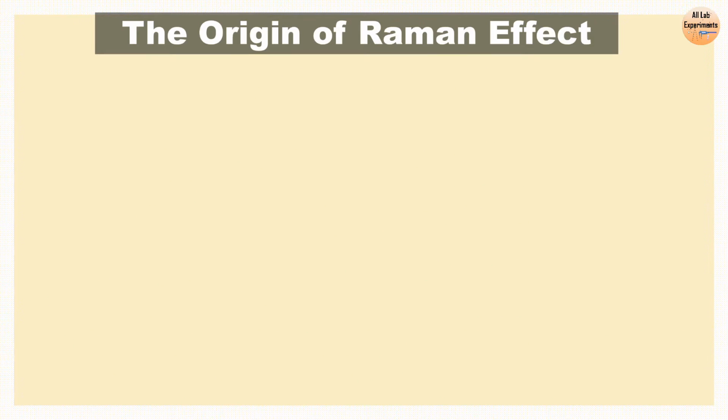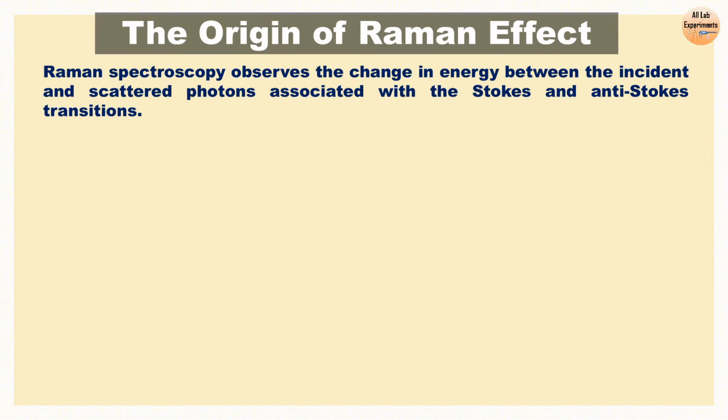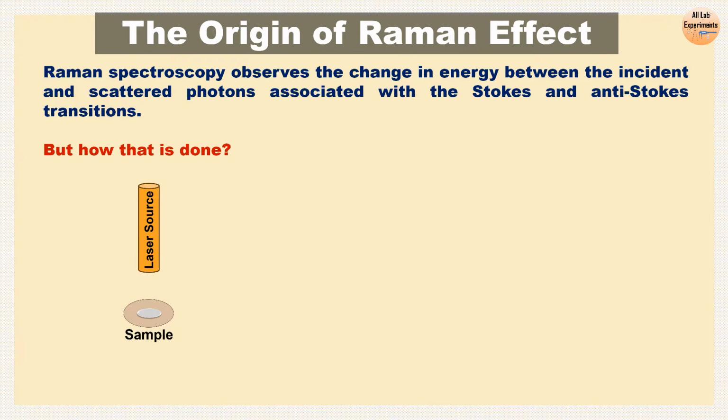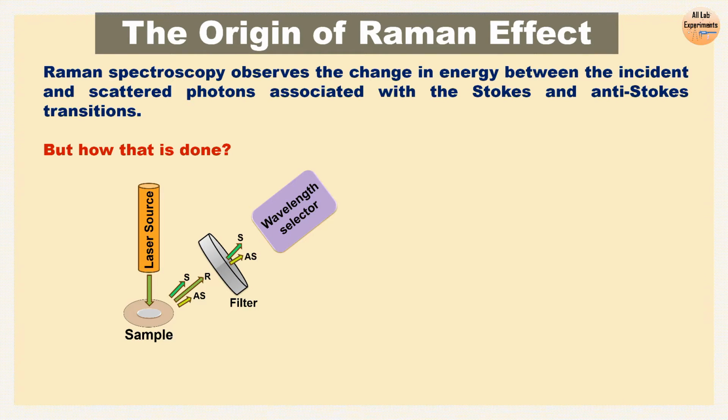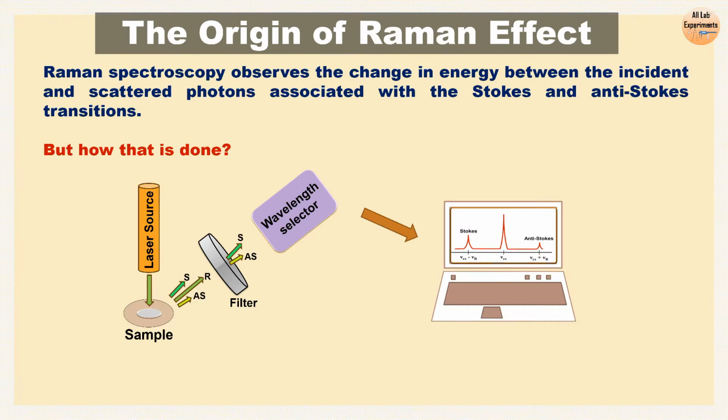Basically, Raman spectroscopy observes the change in the energy between the incident and the scattered photons. You have a laser source and some sample. You illuminate that sample using that monochromatic light. It scatters light, and we observe three kinds of radiation: one is Rayleigh, one is Stokes, and one is anti-Stokes. Rayleigh is the same as the incident one, so we use a filter and block that. Then we have Stokes and anti-Stokes. Then we have a wavelength selector and we get the data. The intensity of Stokes is higher than the anti-Stokes. That's why we use just the Stokes.